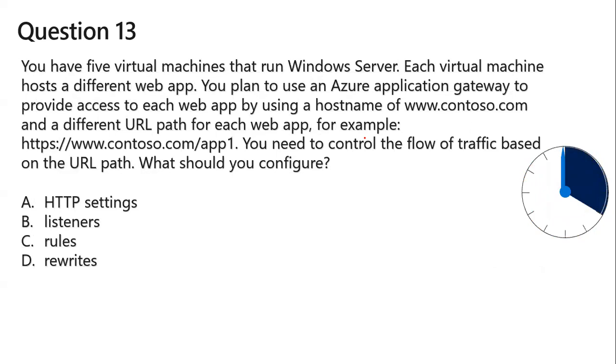You have 5 virtual machines that run Windows Server. Each virtual machine hosts a different web app. You plan to use an Azure Application Gateway to provide access to each web app by using the host name www.contoso.com and a different URL path for each web app, for example www.contoso.com/app1. You need to control the flow of traffic based on the URL path. What should you configure? HTTP setting, listener, rule, or rewrite. So what is going to be the correct answer for this question? Please mark it on the chat box.